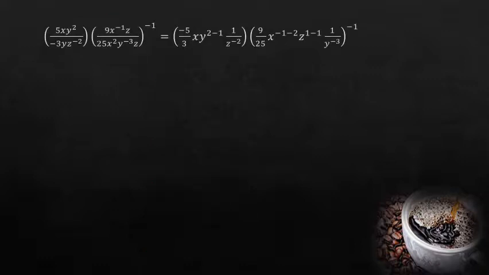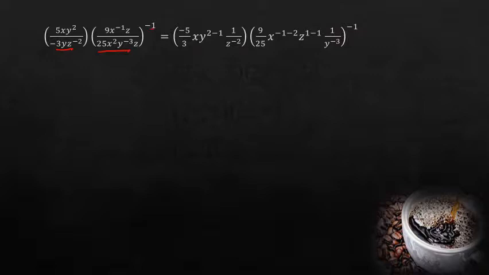Another example, let's say we want to multiply this quotient times this quotient, but this quotient is raised to the power negative 1. So what we will have is 5xy squared all over negative 3yz to the negative 2. And then this quotient, 9x to the negative 1z all over 25x squared y to the negative 3z, is raised to the power negative 1.